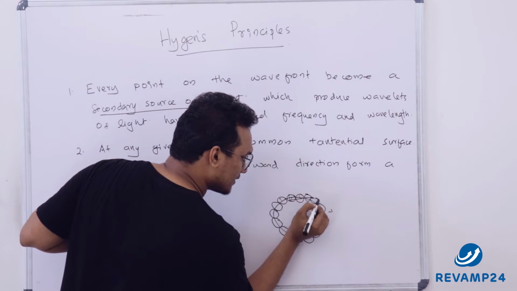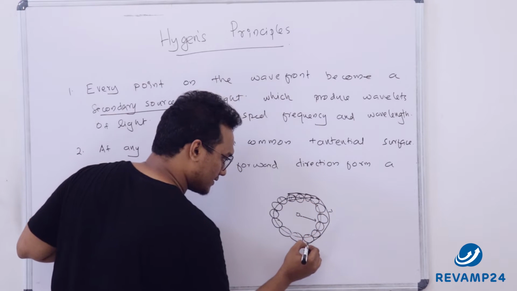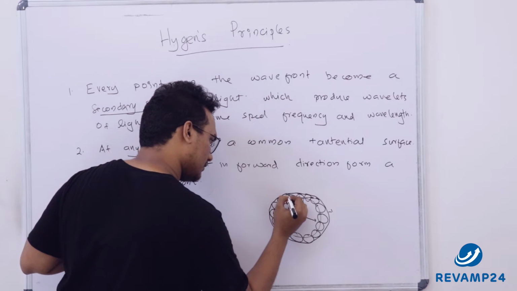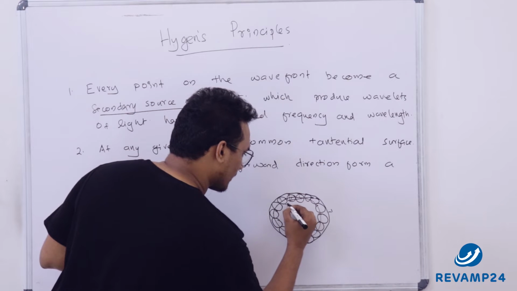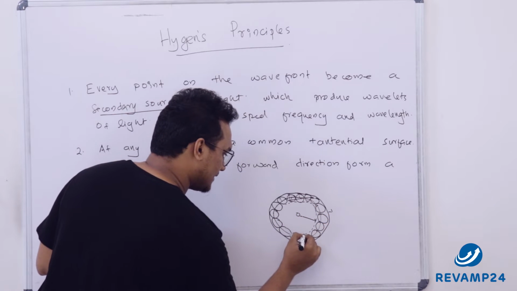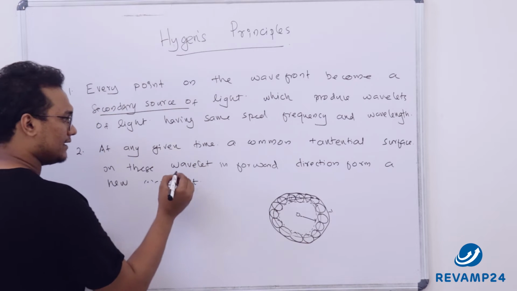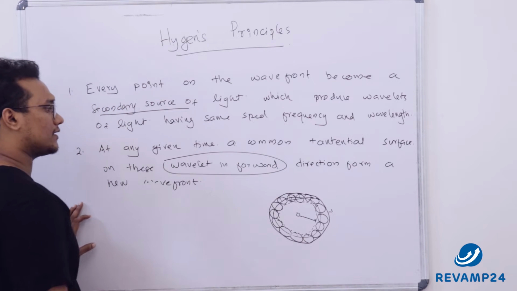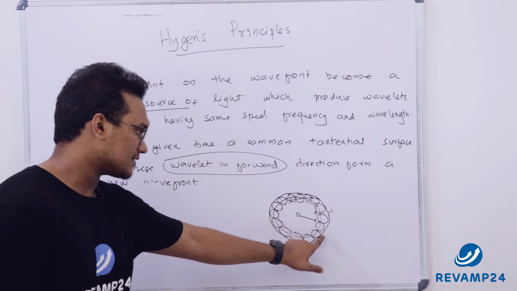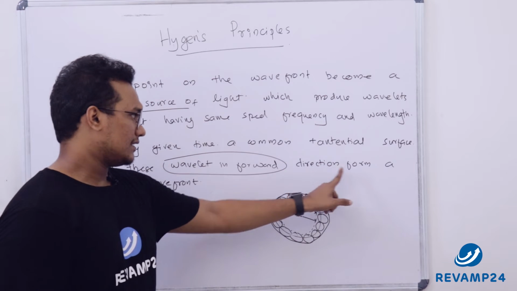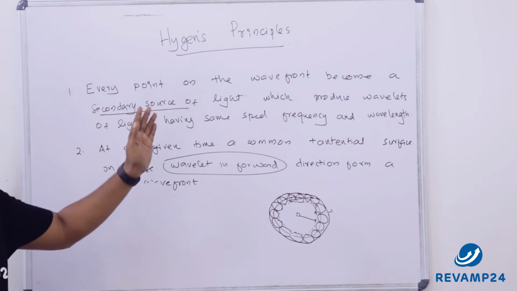How can I draw it? One tangent, another tangent, another tangent. See, now this is a common tangent. This circle or this sphere is tangent to all the wavelets. I can also draw a tangent in this way, inner. But does this fall under the second postulate? No. The postulate gives only wavelets in the forward direction. So this has to be eliminated, and this has to be considered. So this is the secondary wavefront. This common tangent in the forward direction forms a new wavefront, and that is the secondary wavefront.